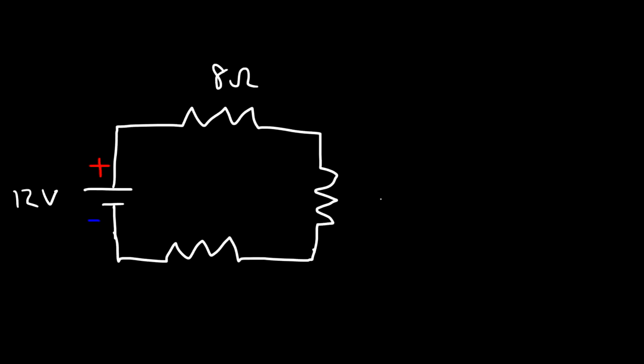Now let's work on some practice problems. So let's say we have a battery and it's connected to 4 resistors in the circuit. This is the positive terminal and this is the negative terminal. And let's say it's a 12 volt battery. And this is going to be 8 ohms, 10 ohms, and 12 ohms. So this is R1, R2, R3.